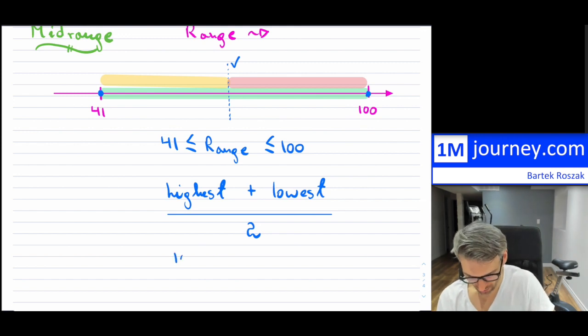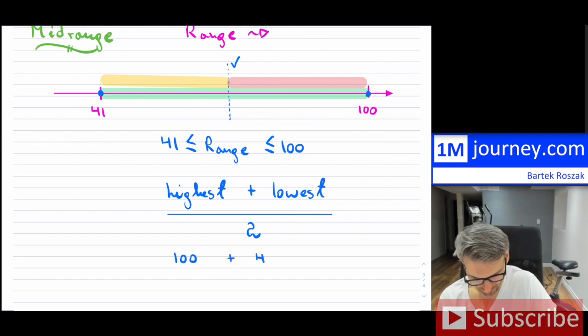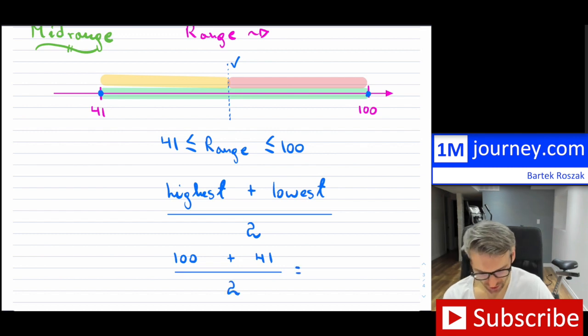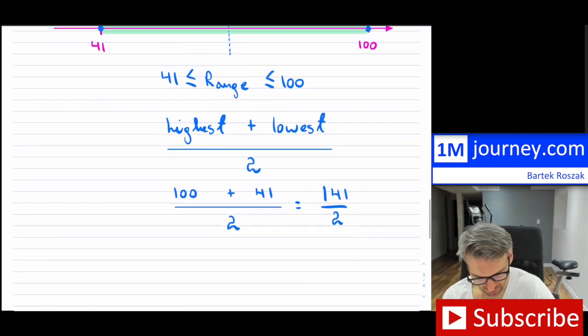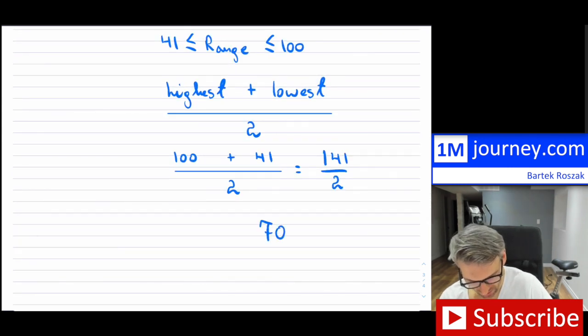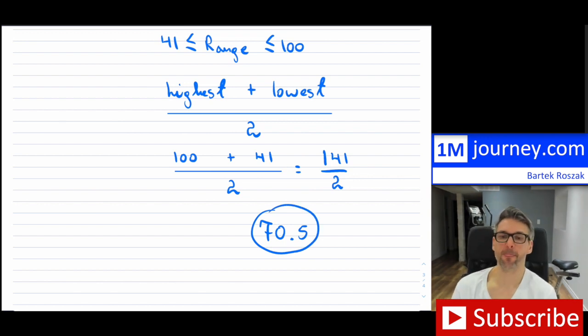So for us, 100 plus 41 divided by 2. This is going to be 141 divided by 2, which gives us 70.5. That's going to be our mid-range or midpoint, and that's how you would find it. All right, so those are the 4 central tendencies.